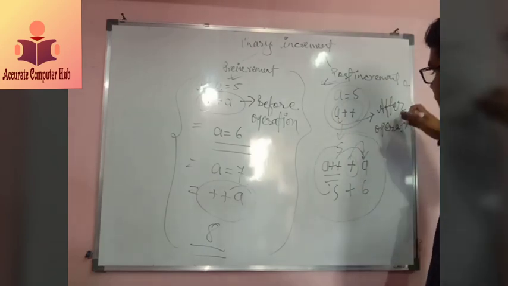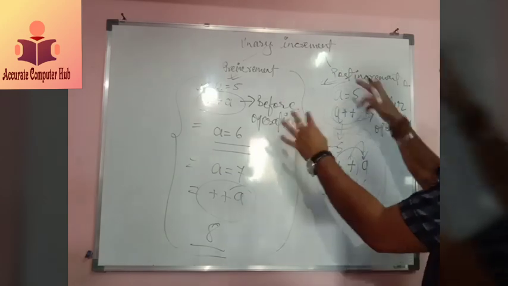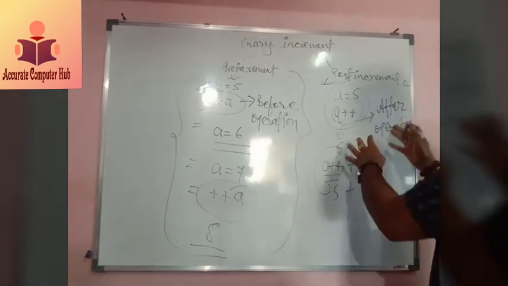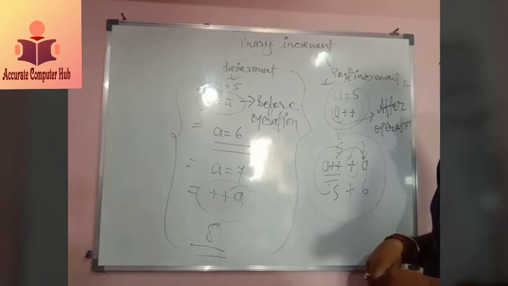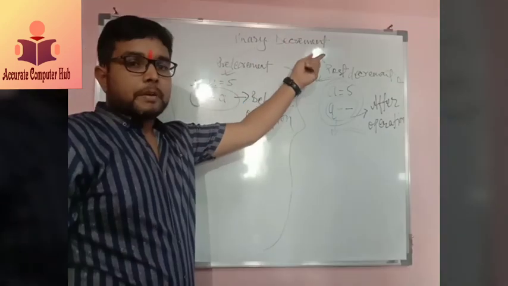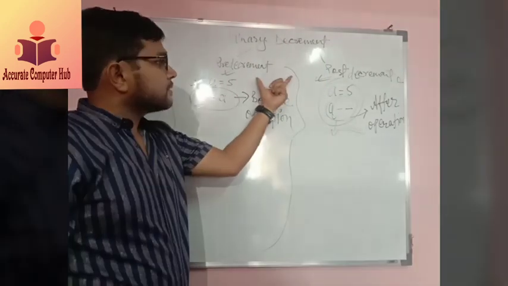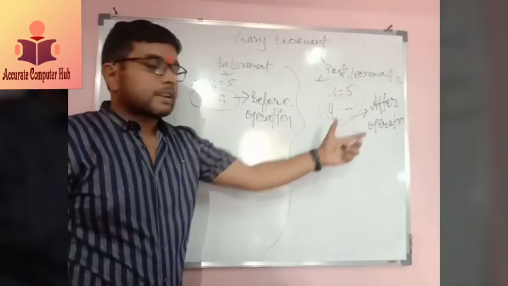So this is called after operation, this is called before operation. So this is all about unary pre-increment and unary post-increment. Now we have to learn about the unary decrement. What is unary decrement and the difference between unary pre-decrement and unary post-decrement.